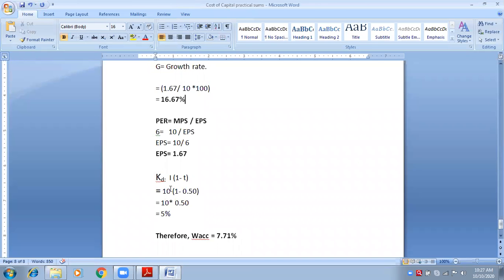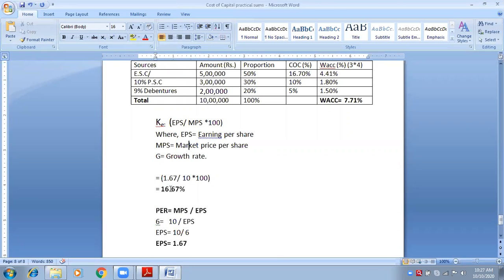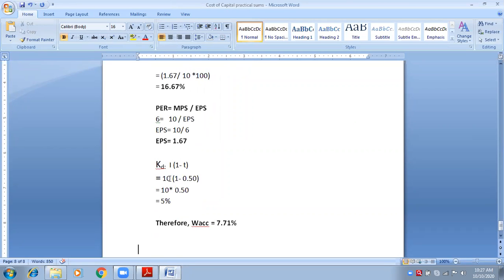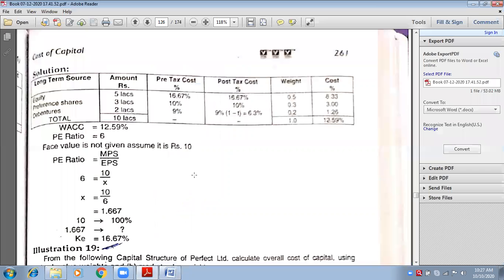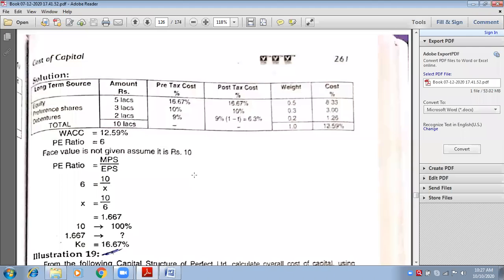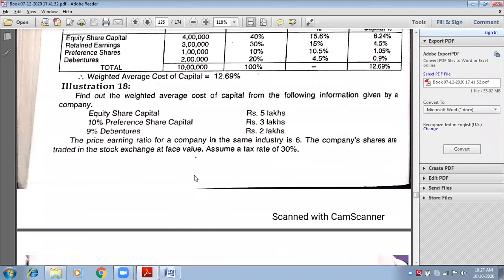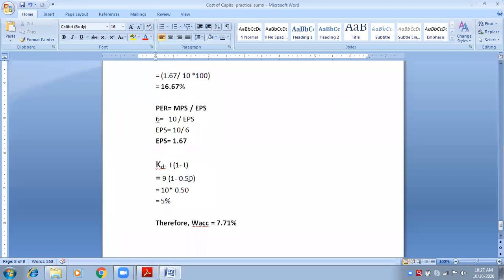What is I? 9%. Very good. And what is the tax rate in the question? 30%. Look at the question. So it is 0.30. Now 1 minus 0.30 is 0.70. So 9 into 0.70 is 6.30.